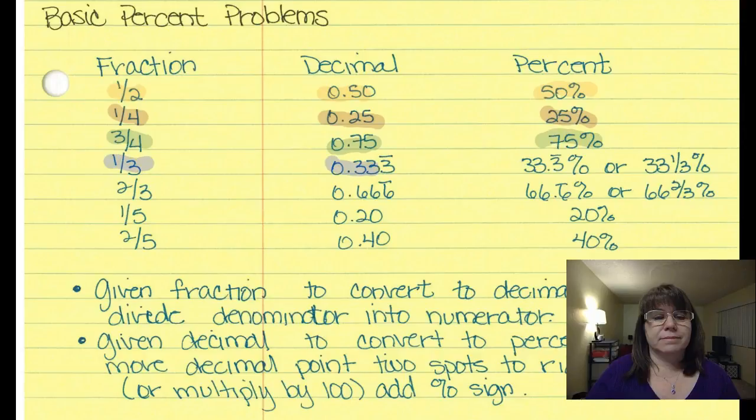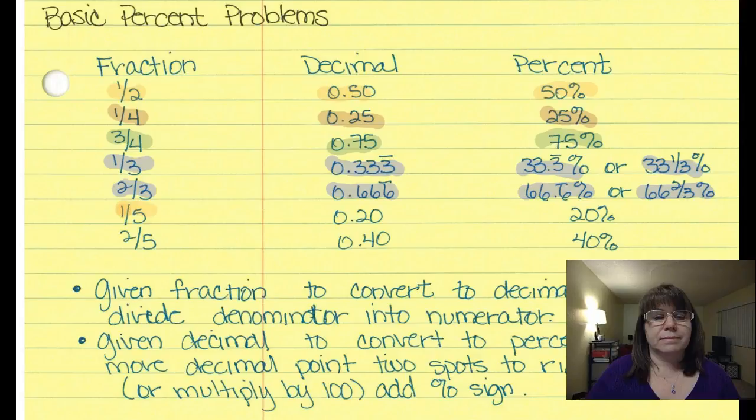1/3 is 0.33, well, with the bar, because 3's never end. And you have two ways of looking at it with percent. One is 33.3 with the bar percent, or 33 and 1/3%. Either one of these works for 1/3 in terms of percent. 2/3 is very similar. It's going to be 0.6 with the bar, or 0.66 with the bar, or 0.666 with the bar. In other words, in percent, it's going to be 66.6%, or 66 and 2/3%.